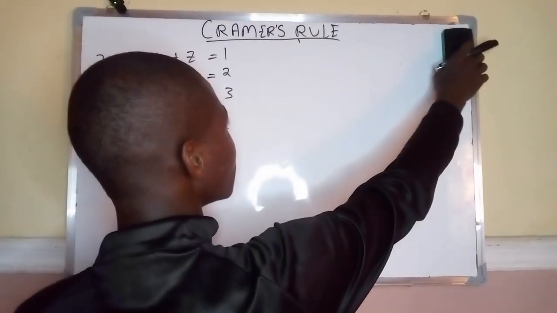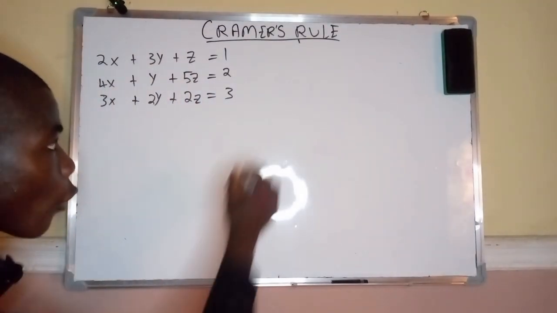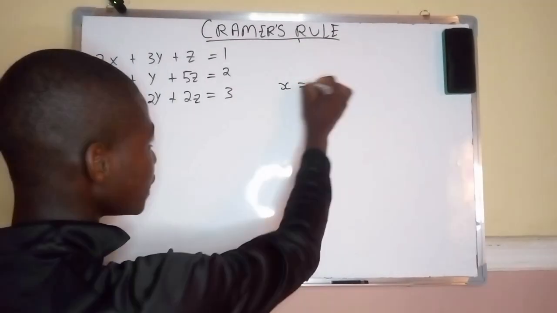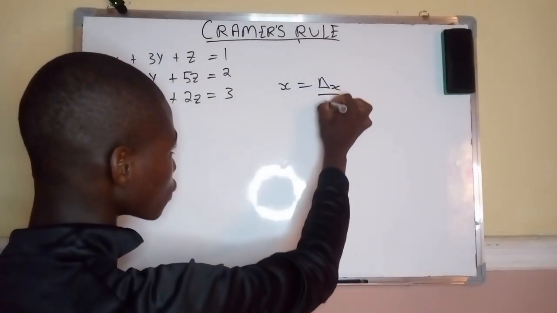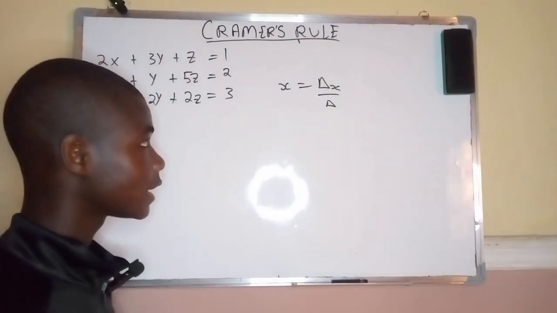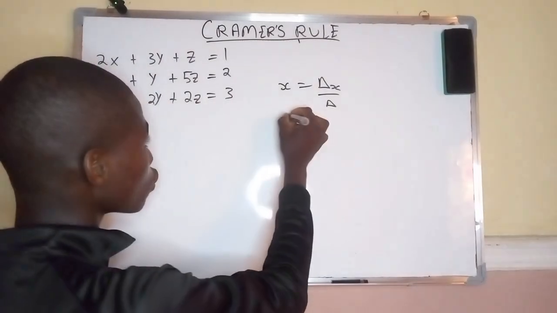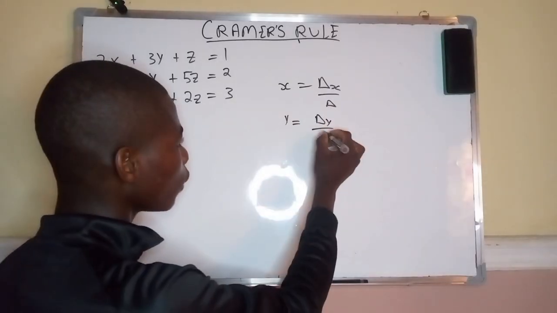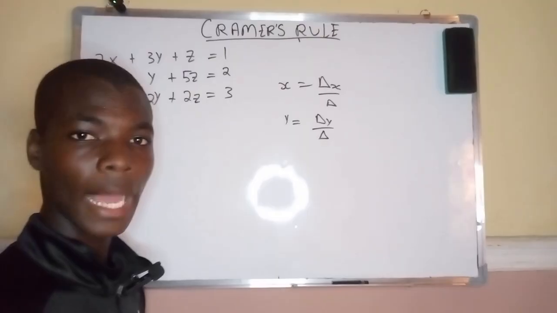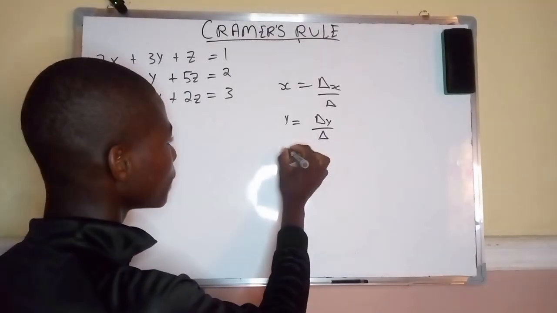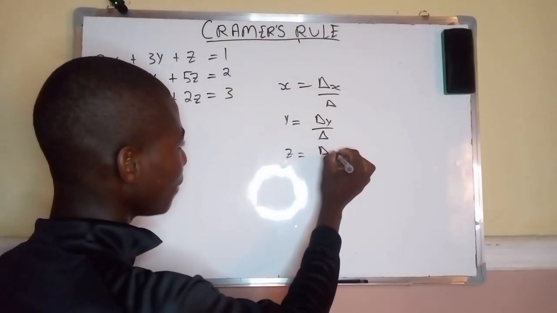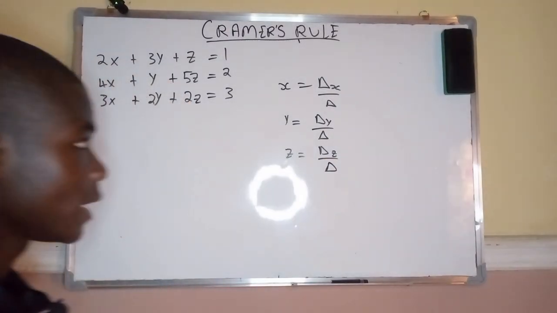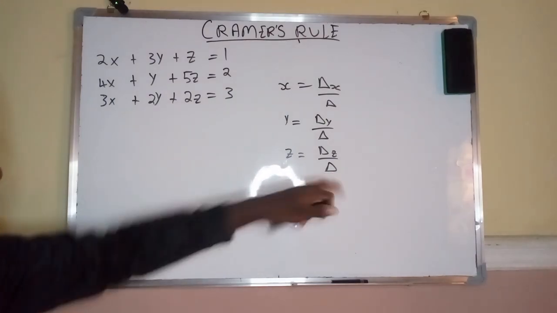So the Cramer's rule: if we are going to find the value of x, it is equal to the determinant of x over the general determinant. Therefore, y is equal to the determinant of y over our determinant. And therefore, z is equal to the determinant of z over our determinant.